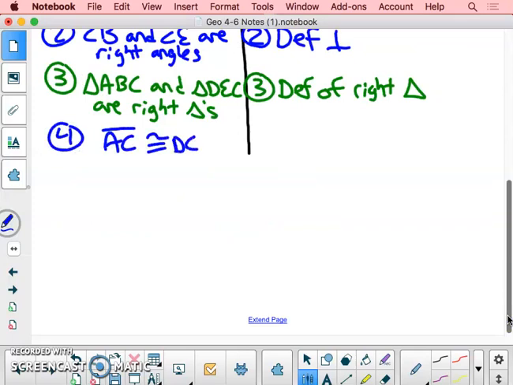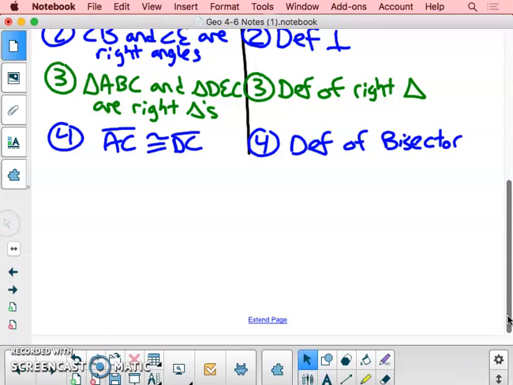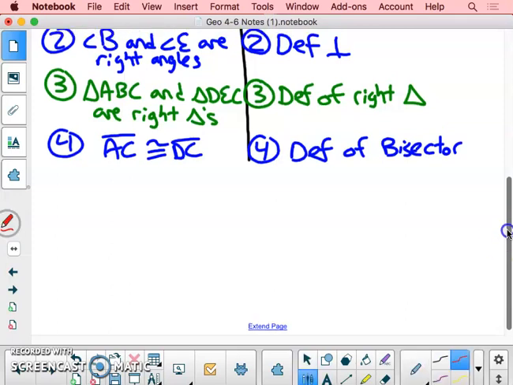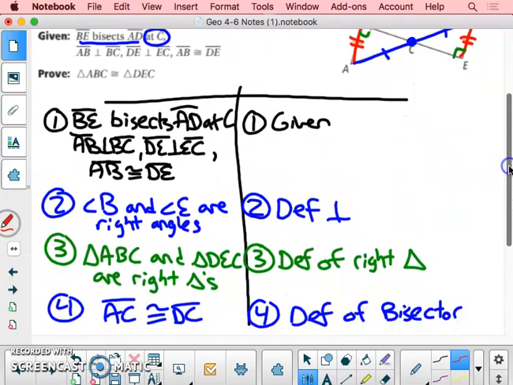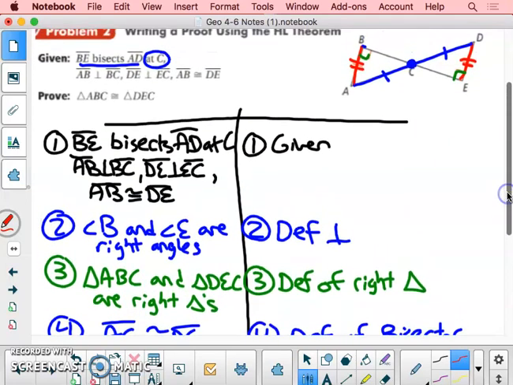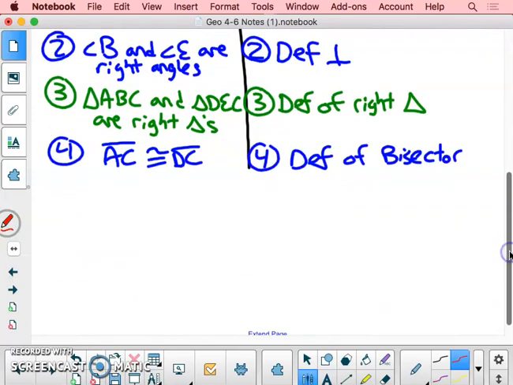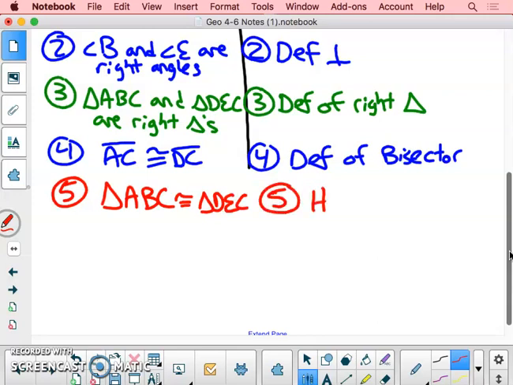AC is congruent to DC because of that word bisector. I'm going to write definition of bisector. Anytime the word bisect pops up in the given, we're going to use definition of bisector as a reason in the proof. And then now I have everything I need to satisfy HL. I have a pair of congruent legs, a pair of congruent hypotenuses, and a pair of right triangles. So I can say, to finish up, triangle ABC is congruent to triangle DEC. And the reason being is the HL theorem.